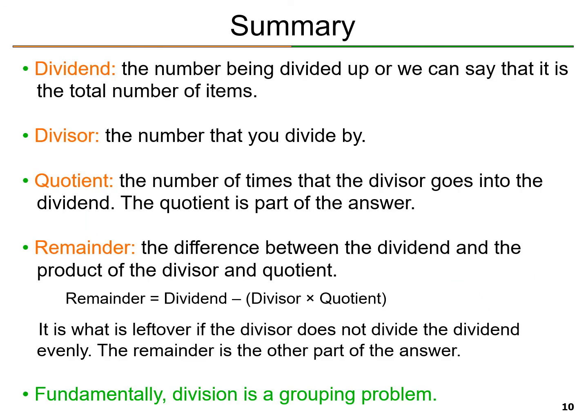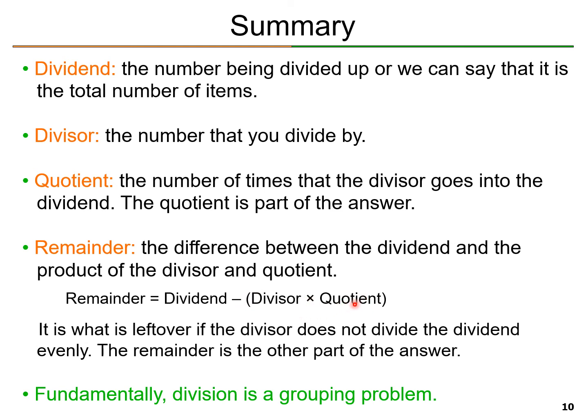Summary. The dividend is the number being divided up, or we can say that the dividend is the total number of items. The divisor is the number that you divide by. The quotient is the number of times that the divisor goes into the dividend. The quotient is also part of the answer. The remainder is the difference between the dividend and the product of the divisor and the quotient. So in other words, the remainder is equal to the dividend minus the divisor times the quotient.